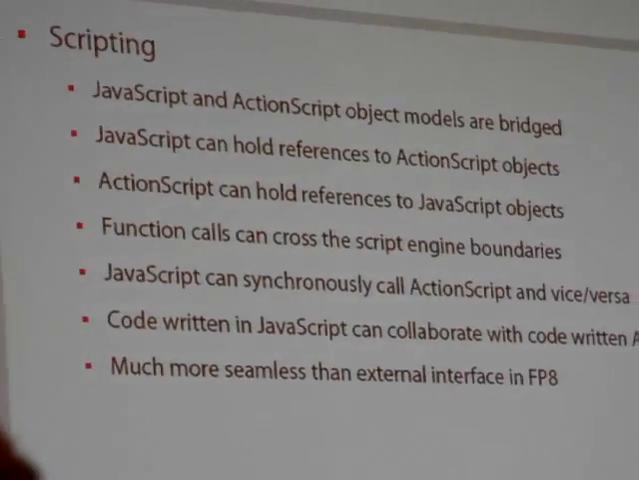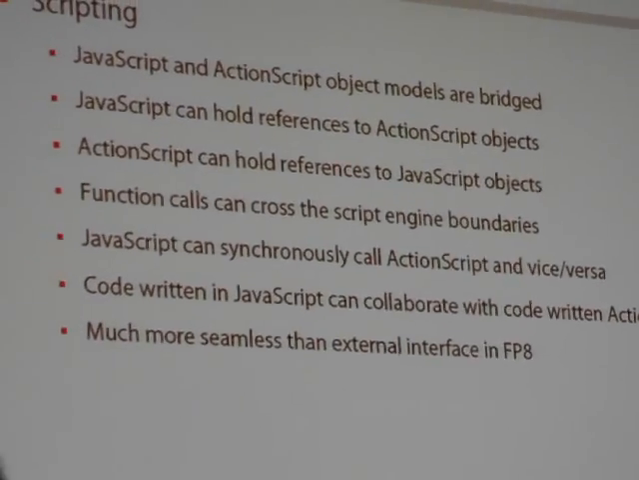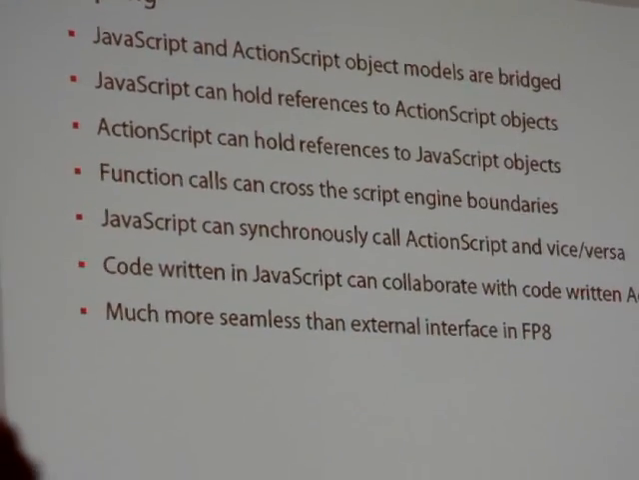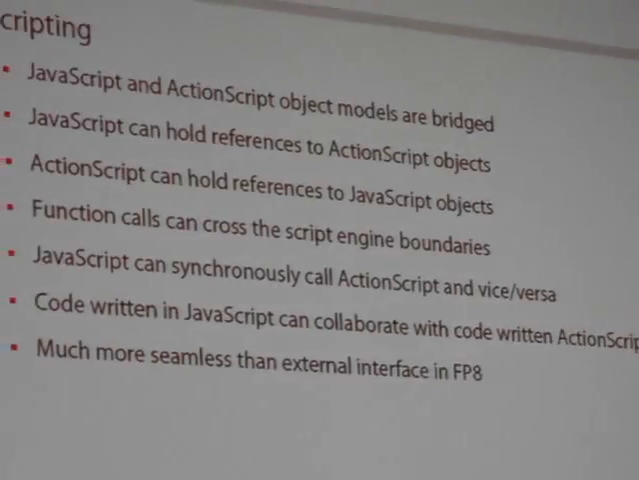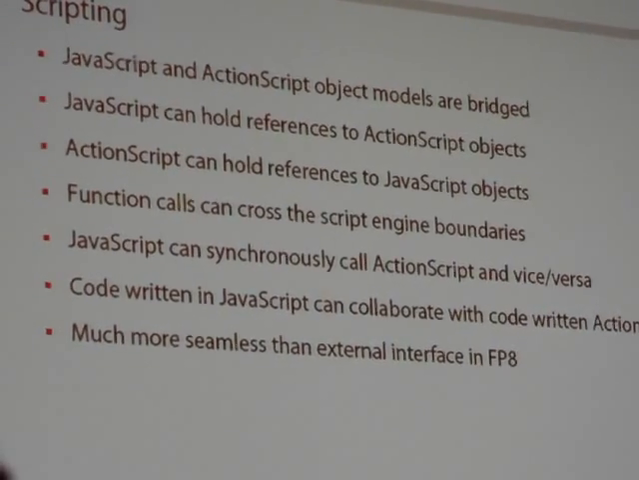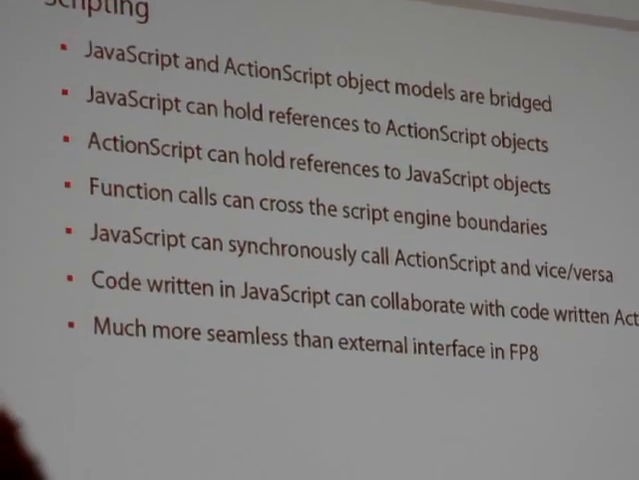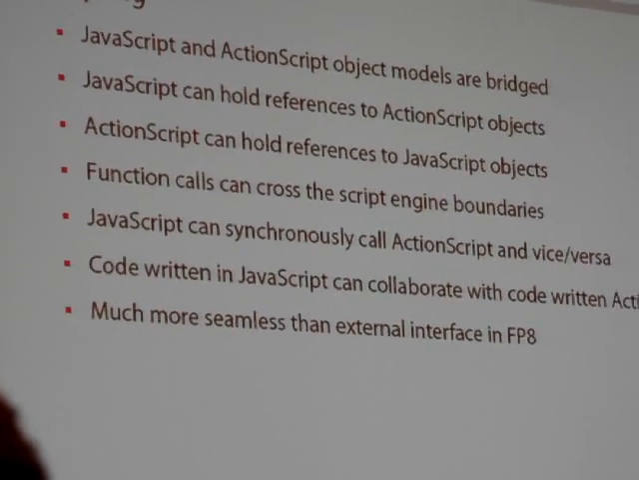And it's going to be much more seamless than the external interface functionality that's already in Flash Player 8. I don't know if you're familiar with that, but I would encourage you to learn about it. The main difference between what we're doing in Apollo and external interface is this: with external interface, whenever you access an ActionScript object from JavaScript in HTML, you're actually getting a copy of the object, because that object got serialized to XML, sent across the boundary as a string, and then deserialized in the HTML. A similar thing happens going the other direction.